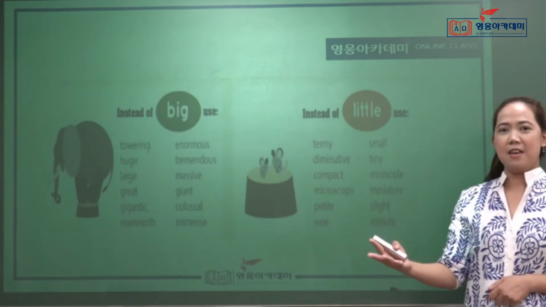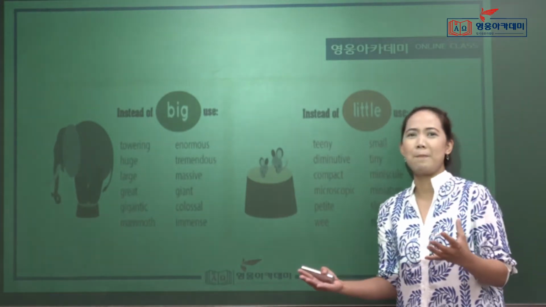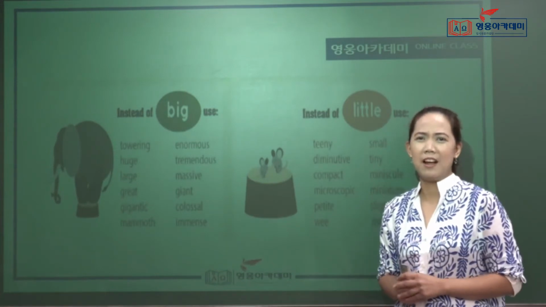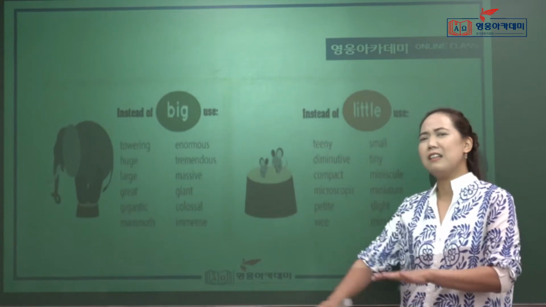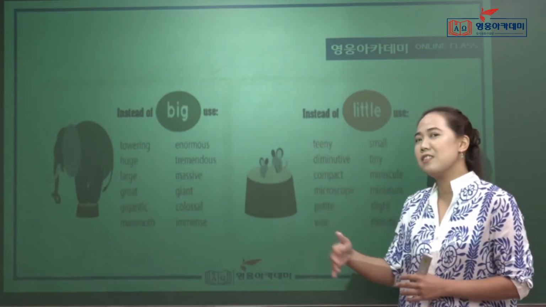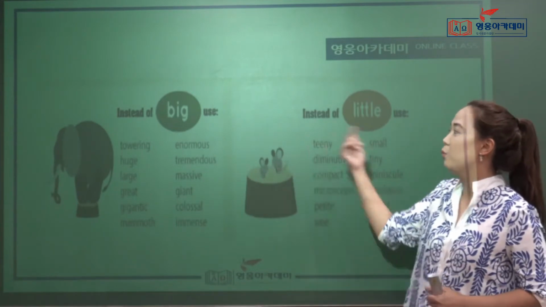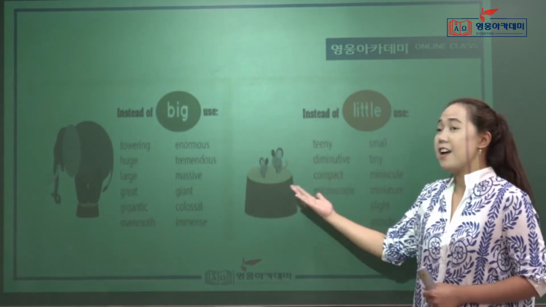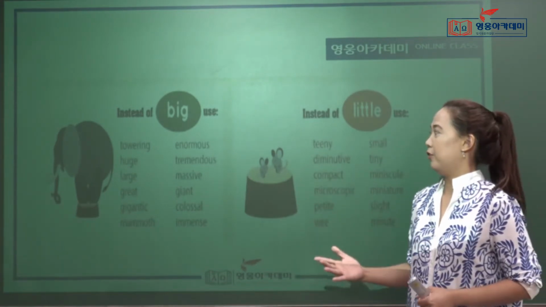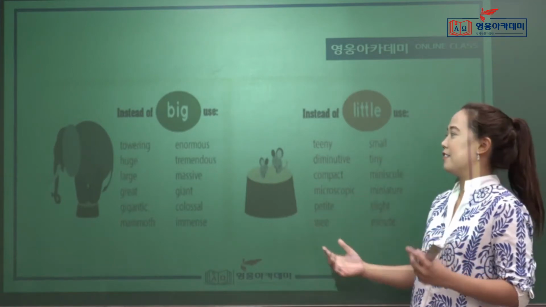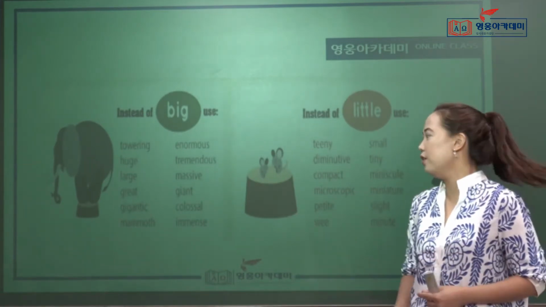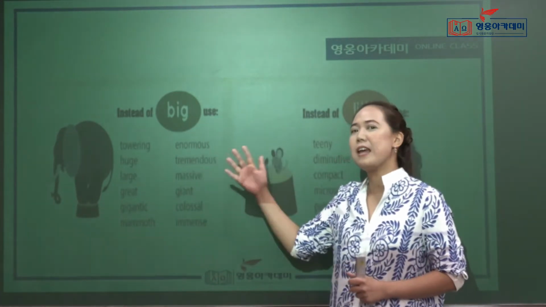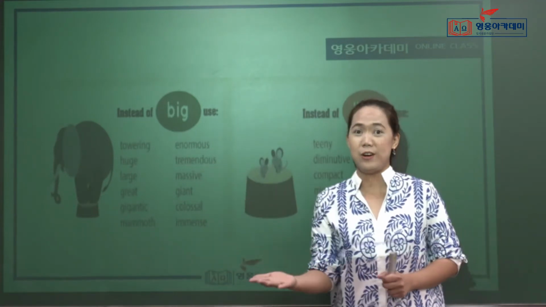How about this one? Big. We always use the word big. I ate a big slice of pizza. Very simple word, right? The sentence that elementary students would use. How can we make your sentence more creative? Instead of using big, we can use towering or huge, gigantic. How about that? Mammoth, enormous, tremendous, massive, giant, or colossal, immense. Okay? All these words have the same meaning as big. You can use that when you write your essays, all right?